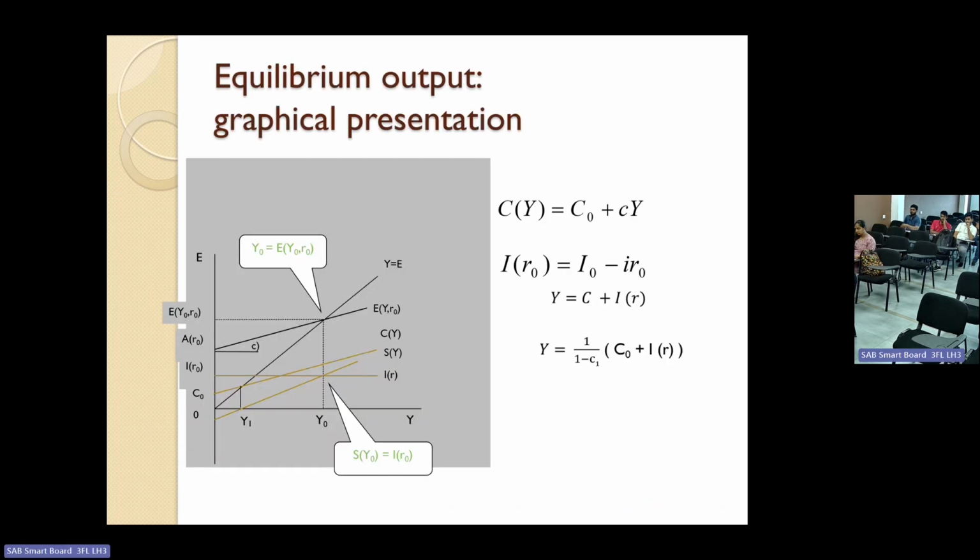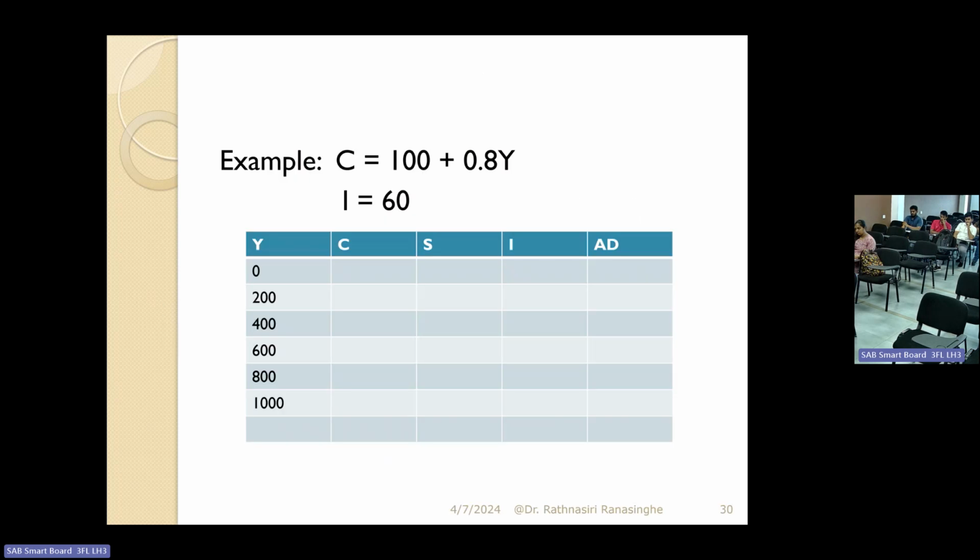If we want to explain it in the table, you must know the consumption and the investment. Earlier we discussed our consumption function is C equals 100 plus 0.8Y. The 100 is the autonomous consumption, and 0.8 is the marginal propensity to consume, that is MPC. Since we are in a simple economy, it depends on national income. And the investment equals 60, that is fixed, it's autonomous.